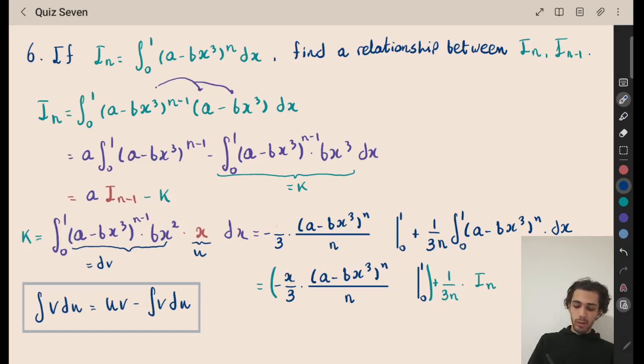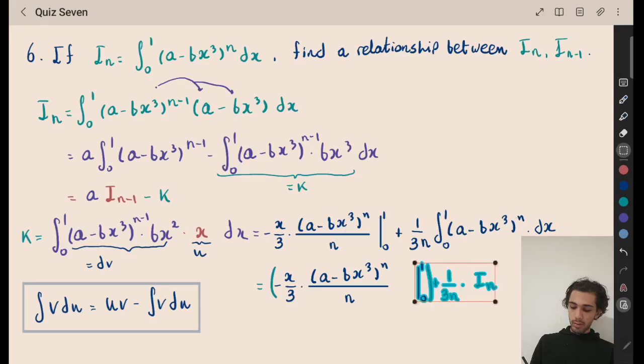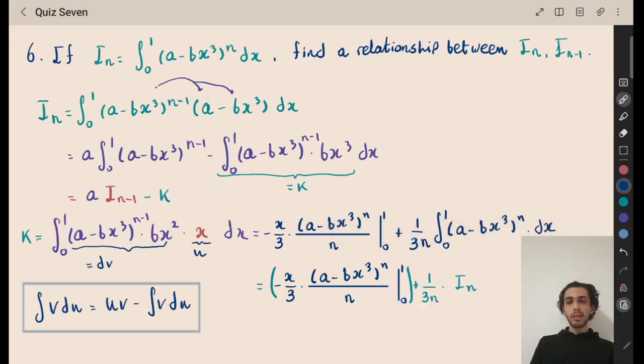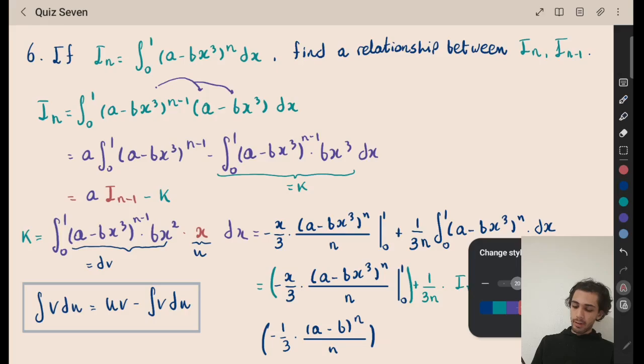To save space, I'll just write x like this. So we need to plug in x is equal to 1 and then take away x is equal to 0. It doesn't matter what x is equal to 0 is, because here you get a 0, so you're multiplying by 0. So it's something minus 0. What is this thing? I mean, just plug in 1, so you get minus 1/3 times a minus b to the n divided by n. Minus 0, so that's just a minus b to the n divided by n.